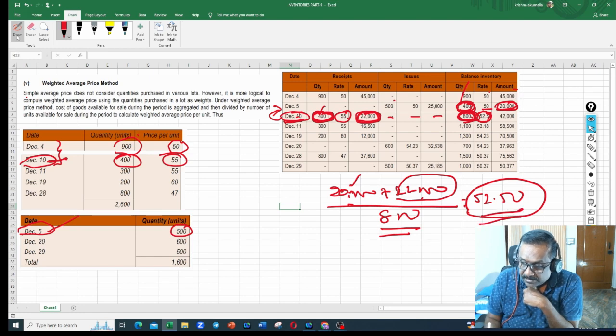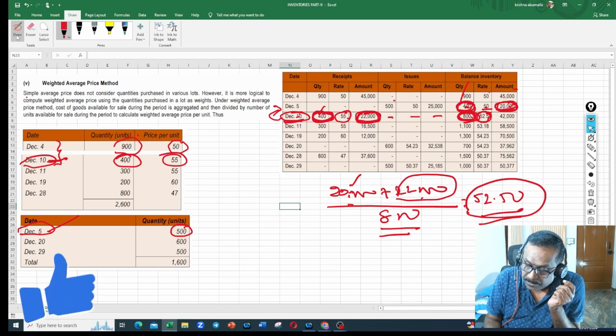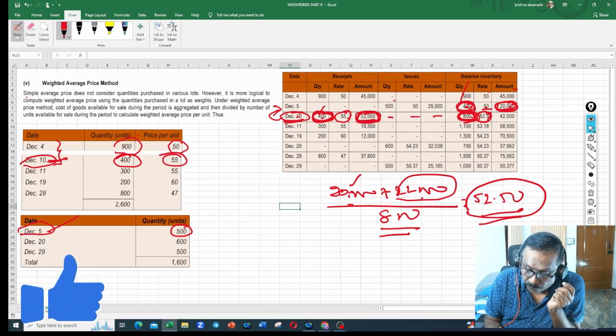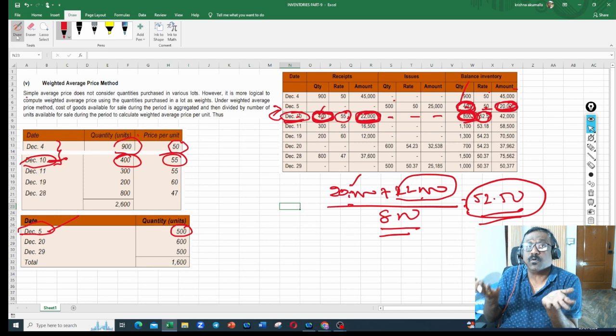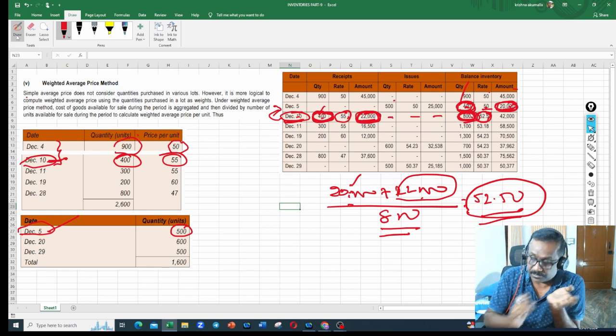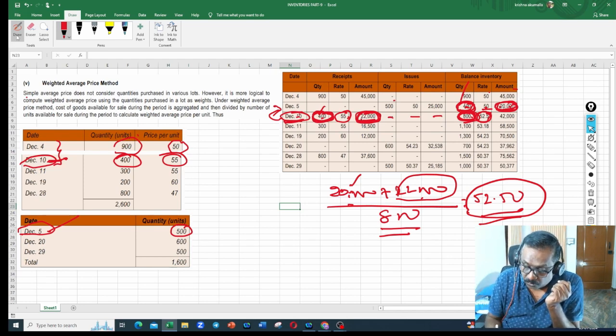You got this average price because you multiplied your quantity with the price. See here, 400 into 50, 20,000. You got this 20,000 by multiplying quantity with the price. Here, 22,000, you got it by multiplying 400 with 55. So we are taking quantity and price together into account for calculating the average price. That is the reason 20,000 plus 22,000 divided by 800, I get 52 rupees 50 paisa.